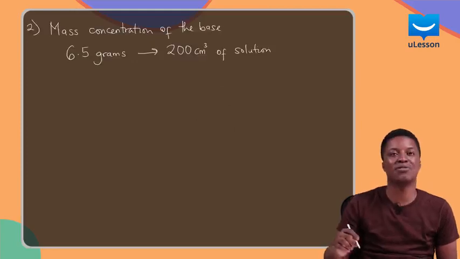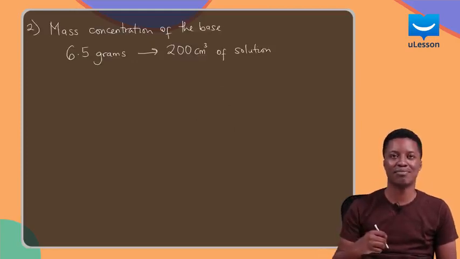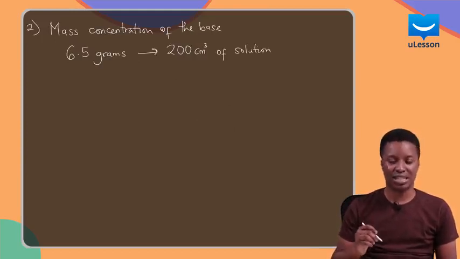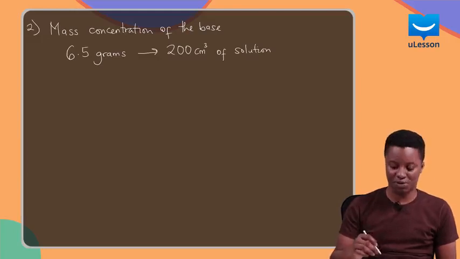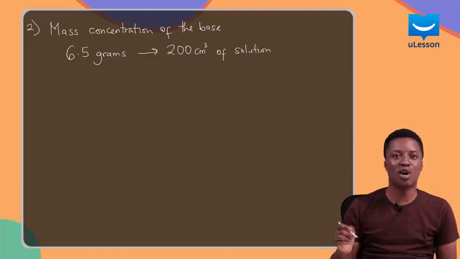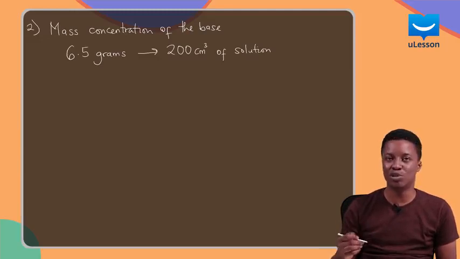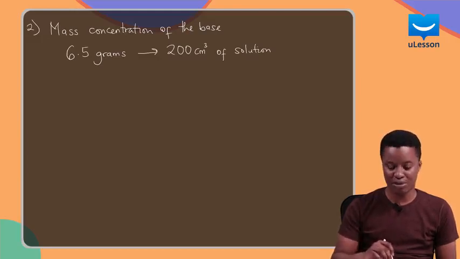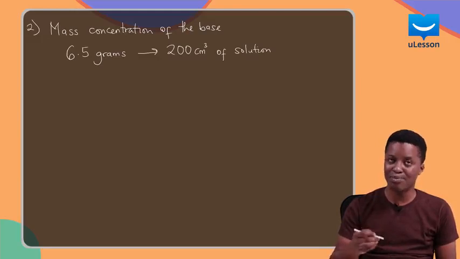The second question has it that we should find the mass concentration of the base. To do this, we must remember what was told in the question. We heard that 6.5 grams of the base is dissolved in 200 cm cube of solution. Now, we all know that the mass concentration of a substance is the mass in grams of that substance dissolved in 1000 cm cubed or 1 dm cube of solution.